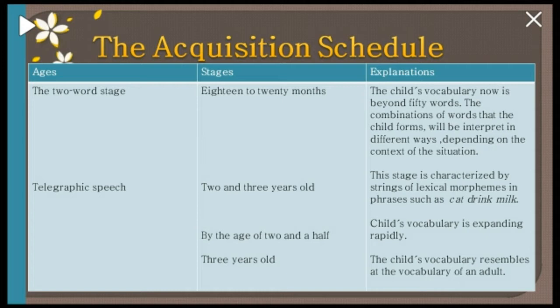The third stage is the two-word stage. Same as the second stage, it has just one age category, 18 to 20 months. Sorry, we made some mistakes when we created these columns. The explanation is that the child's vocabulary is now beyond 50 words. The combination of words that the child forms will be interpreted in different ways depending on the context of the situation.